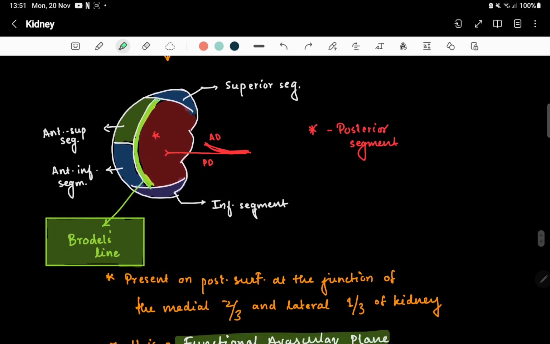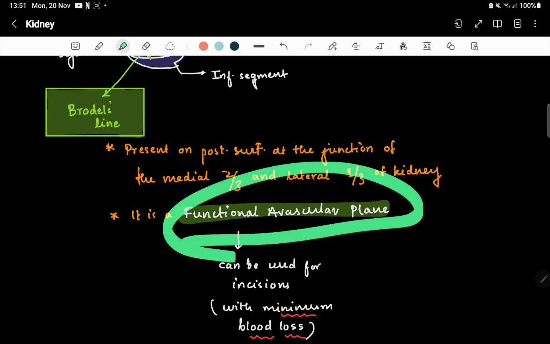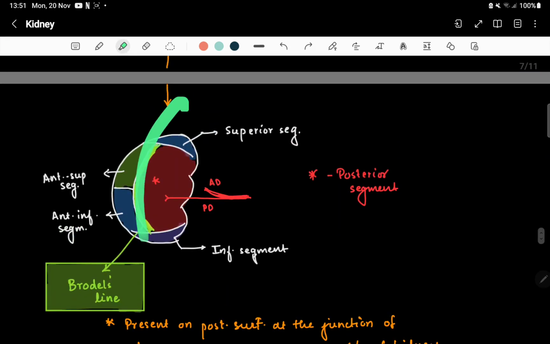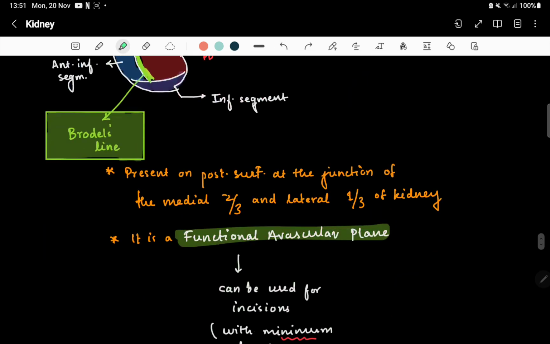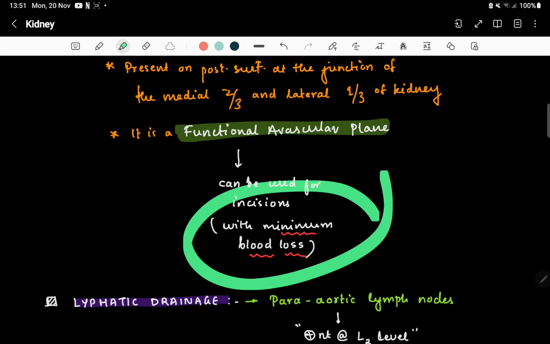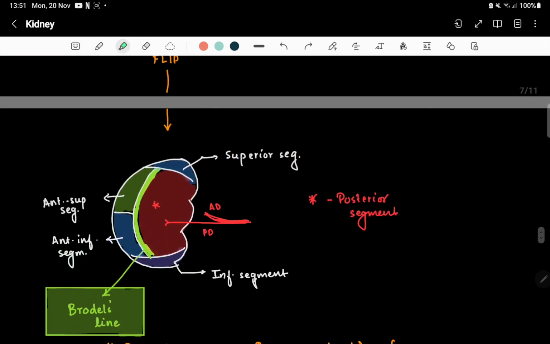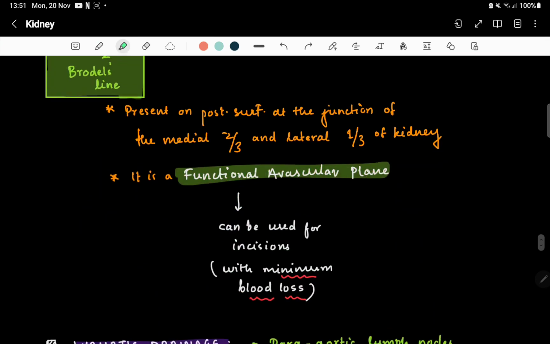So medial 2/3 and lateral 1/3, at this junction, Brodel's line is present. It is a functional avascular plane, that is, there is no arterial supply and no vascularization in this plane. So you can use this plane for incisions, and there will be minimum blood loss. Like we have an avascular plane in the liver too, we'll see about that.